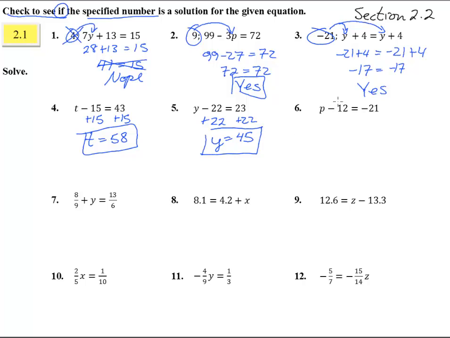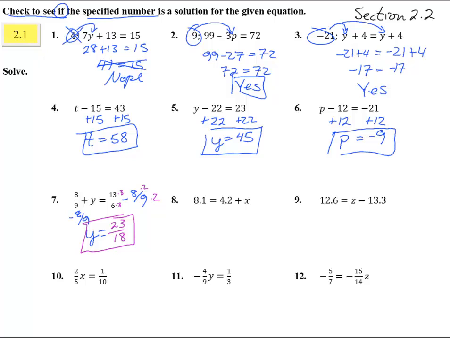Here we have a p minus a 12. We've got to undo the negative 12. We'll do that with a plus 12 on both sides, and we get p equals a negative 9. Number 7. We're going to subtract 8/9, subtract 8/9. We'll get y equals, now you could plug that in your calculator, that's fine, or the common denominator is an 18. So we would have 39 minus 16 gives us 23/18, or 1 5/18 if you'd prefer to write it that way.